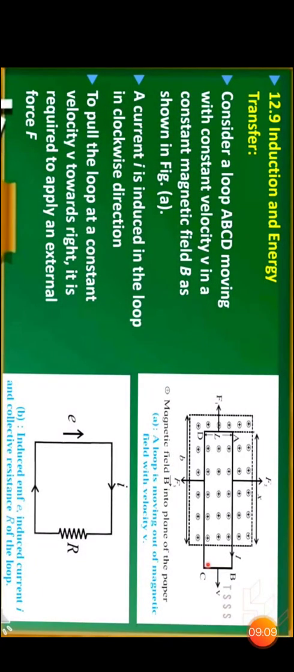A current I is induced in the loop in clockwise direction, and the loop segment being still in magnetic field experiences forces F1, F2 and F3. An external force F is applied to overcome the magnetic force, of equal magnitude but acting in opposite direction.